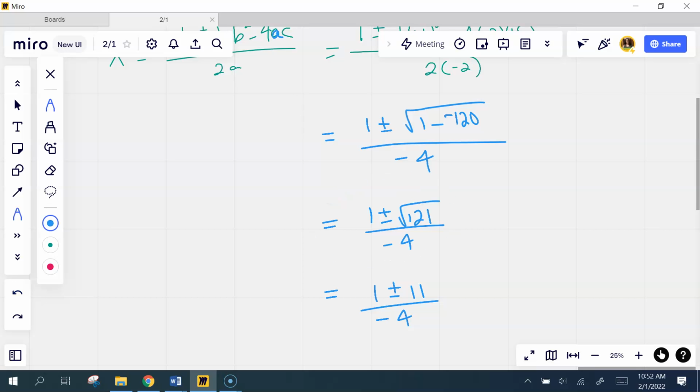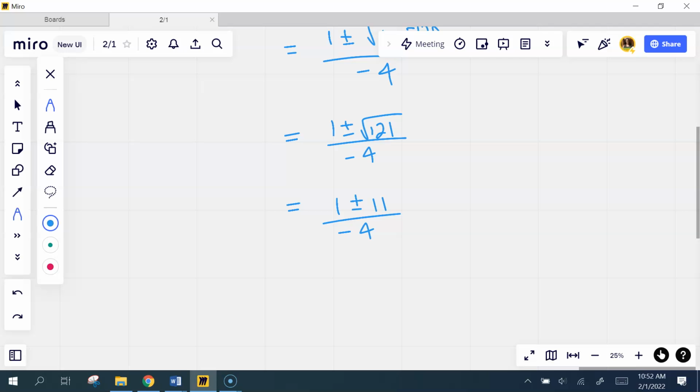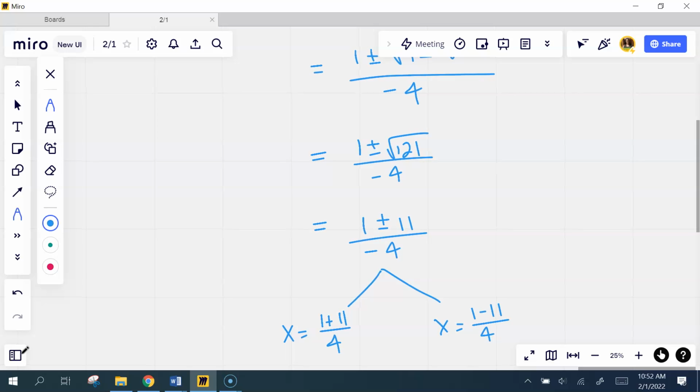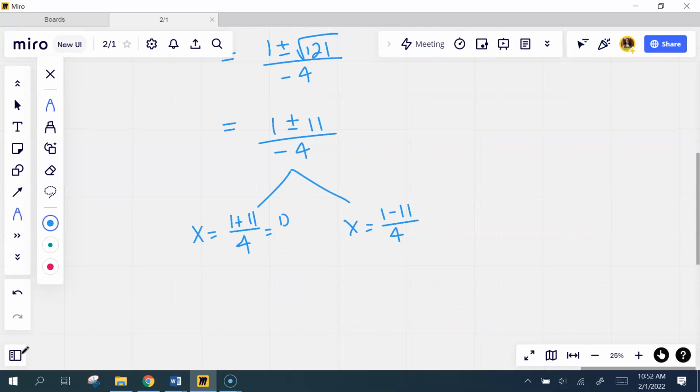But because it's a perfect square, I'm going to take it just a bit further and break this into my two answers because of the plus or the minus, right? So x could be 1 plus 11 over 4, or x could be 1 minus 11 over 4. 12 over 4, which is 3, or -10 over 4, which is -5 over 2. Oh, I forgot. Thank you. So that's -3, and that's positive 5 over 2.